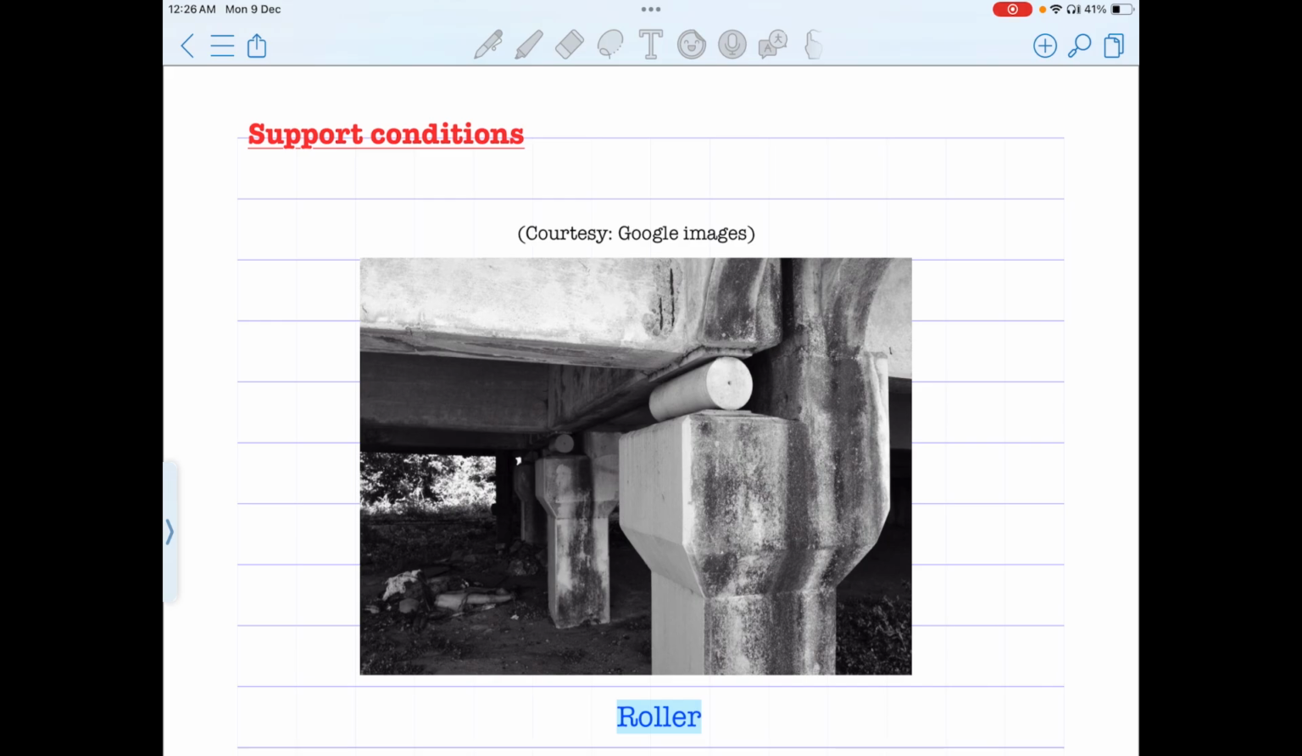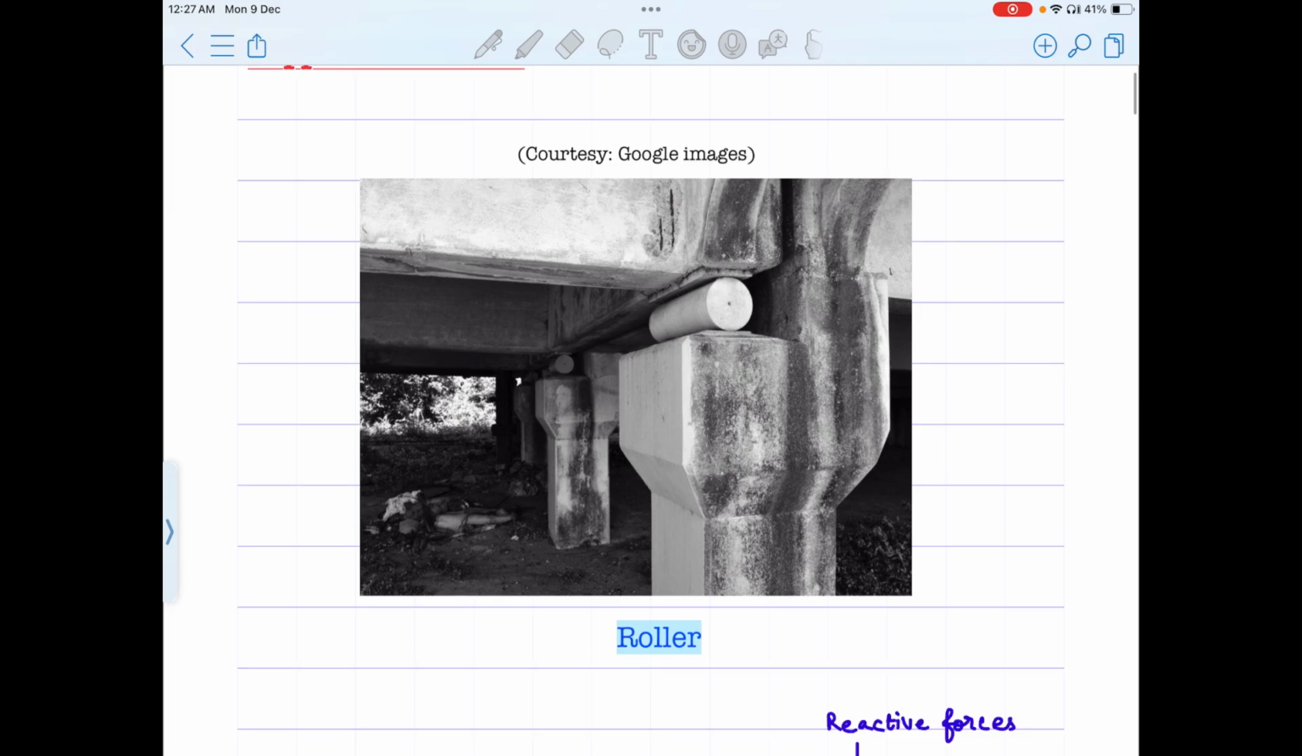Hi, welcome to this new video on support conditions. In this video, we're going to see some pictures wherein we'll see certain kinds of supports, and we'll also discuss how these supports are going to be idealized and what the reactive components are that develop because of the support conditions. Okay. This first one, we have a picture wherein we see these beams are supported on rollers.